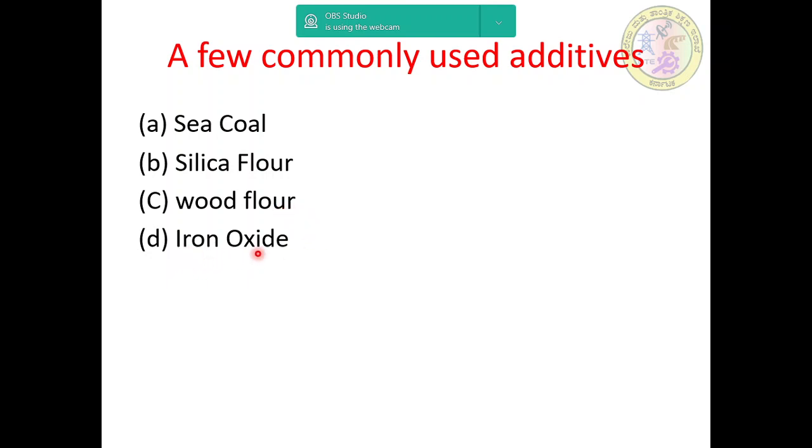And the last one is iron oxide. It develops hot strength in the molding sand, and then improves thermal transfer of heat from the mold metal interface and provides some stability to the mold's dimensional properties.